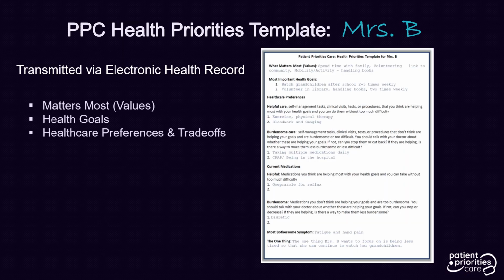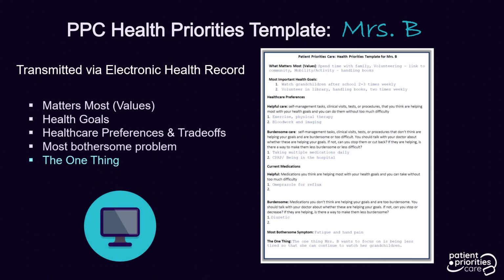Here is a template from Mrs. B's session to identify her health priorities. Ideally, this template is made available in your patient's electronic health record to review during your visit. It includes what matters most, the patient's values that reflect what is important in life that don't tend to change over time. Next are health outcome goals. These are the things that are specific, realistic, and actionable and linked to what is most meaningful to them. This is what they would like to achieve in their life.